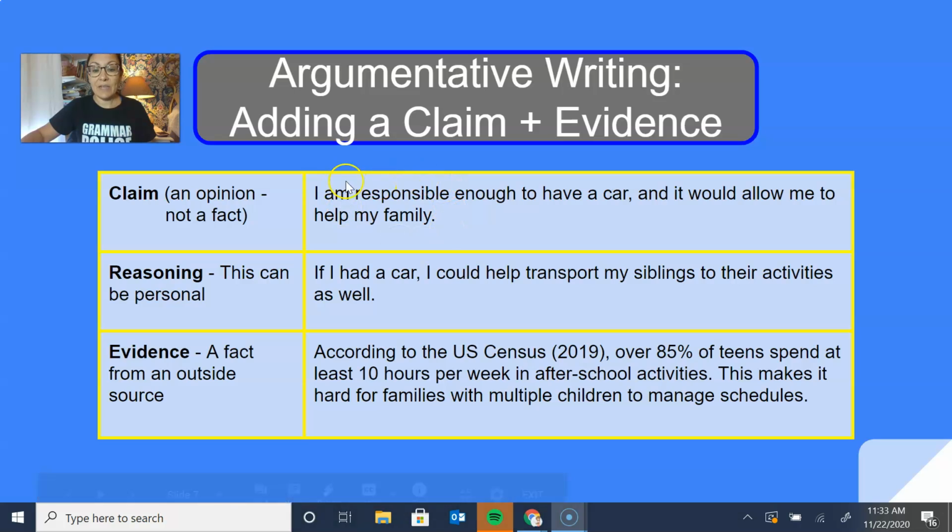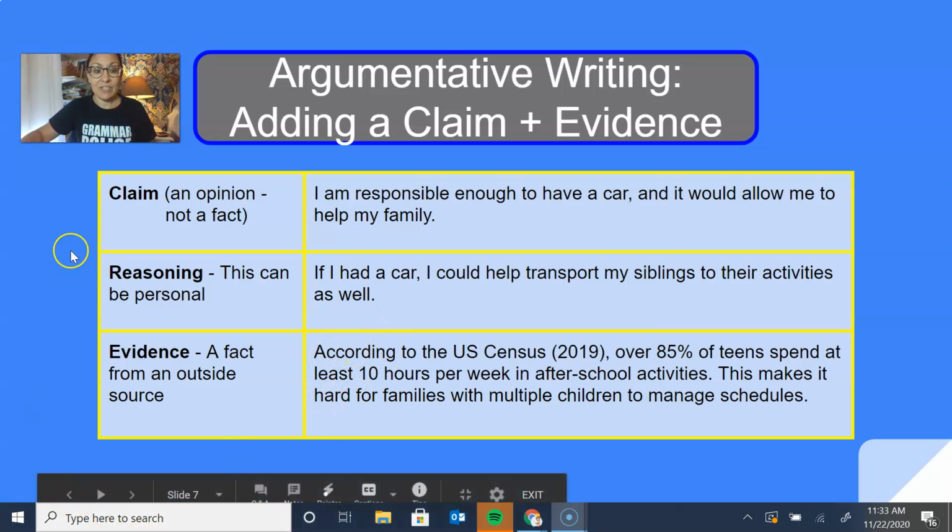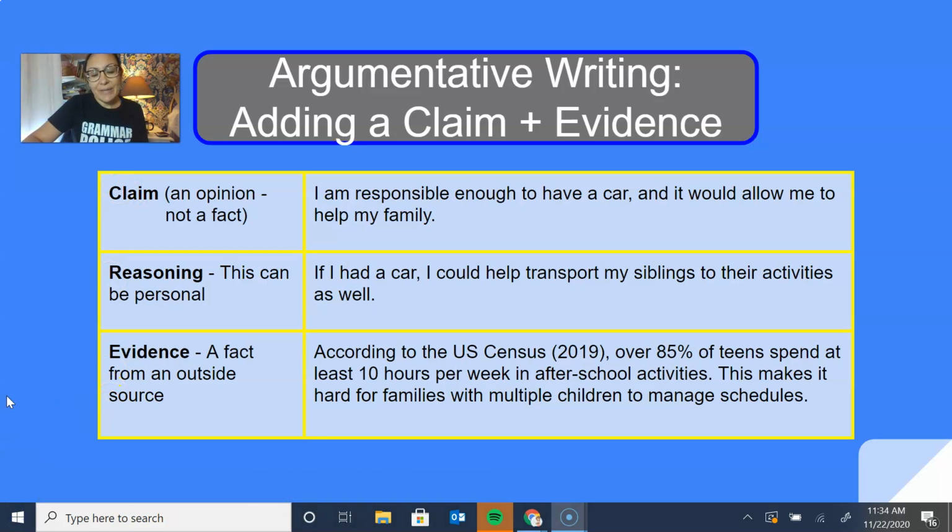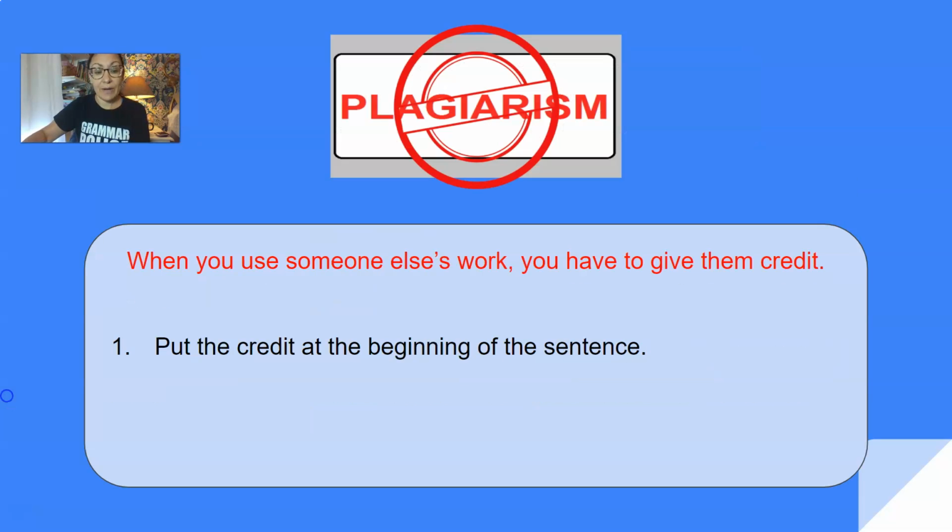So, again, sticking with the same claim, a different reason because you want to have several reasons to support your claim, and then some evidence to support your reason. So, we're using that traditional kind of CRE format. And you're going to notice that the evidence that we used was obviously not our own. We didn't conduct those studies. And so we have to give credit where credit is due.